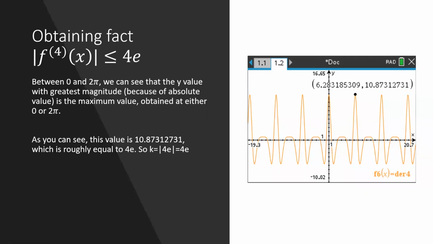For this, we are doing the same thing, but in this case, we are using the fourth derivative function. From the interval of 0 to 2 pi, now we can see that the greatest y magnitude lies on the maximum. Using CAS, we can analyze the maximum, which is obtained as 10.873, roughly the value of 4e and consistent with the given fact.